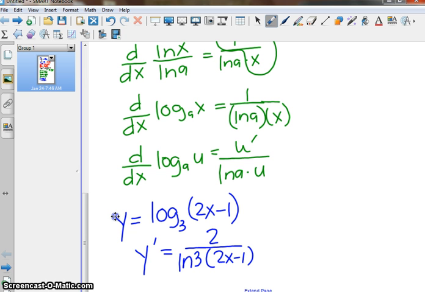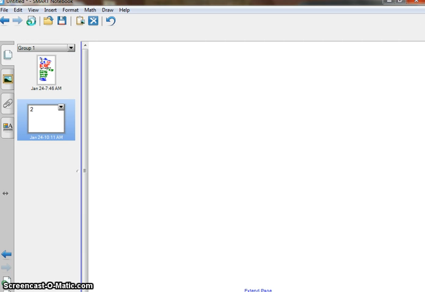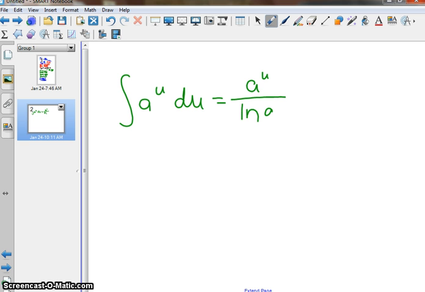Okay, so we also need to talk about our integral formulas. The integral of a to the u du is a to the u divided by the natural log of a plus c. So you want to write out what your u is and work it the same way you would if it were substitution method.